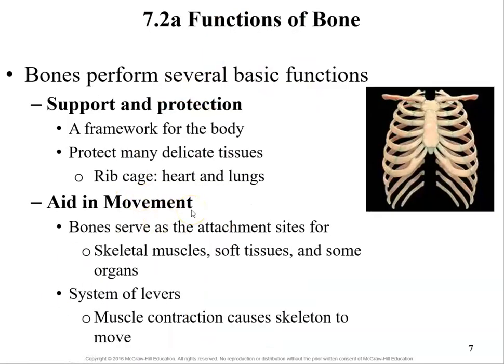Okay, so I already mentioned most of these functions, support and protection. So it's going to give you a framework for the body, but it's also going to protect your delicate organs. So the bones that make up the skull, or the cranium, for instance, protect the brain, whereas the bones that make up the rib cage are going to protect the thoracic organs. Bones also aid in movement. They're going to serve as the attachment site for muscles. And they're going to be a system of levers, which muscle contraction is going to cause to move.